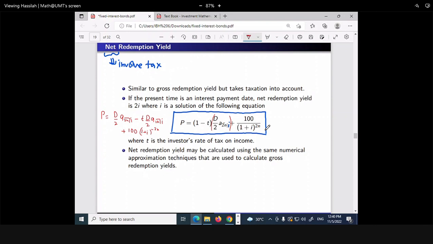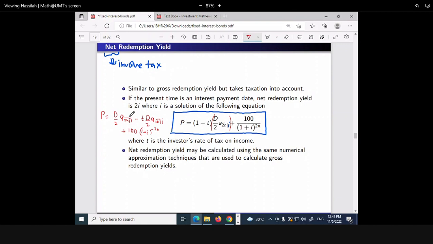Okay, the other ones. Why? This one, okay, D is the coupon. D is coupon. Correct. So 100 is par value. 100 is par value, D is coupon.